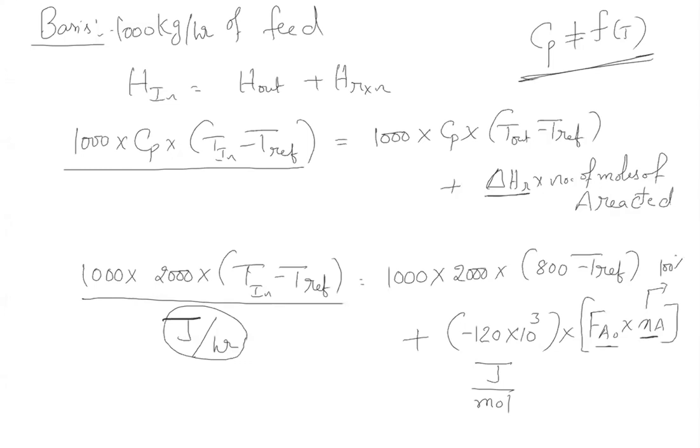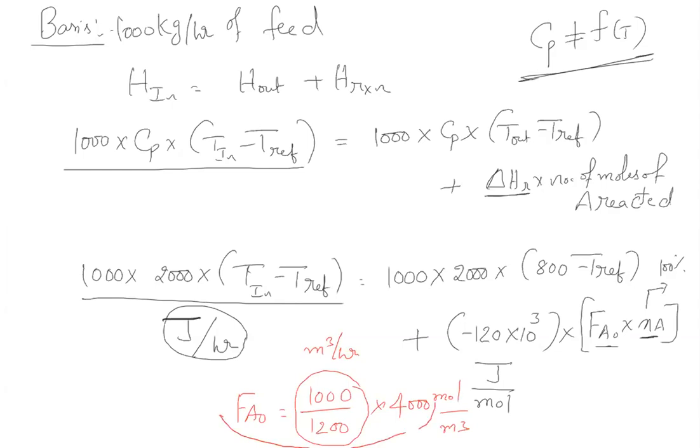What is FA naught? FA naught is the inlet molar flow rate, no? So how do you get the inlet molar flow rate? So 1000 kg per hour of feed has to be converted to meter cube per hour. So 1000 divided by 1200 gives meter cube per hour. Now, for every meter cube, how many moles are there? 4000 moles per meter cube. Kilomole per meter cube, no, given data. So FA naught is 1000 divided by 1200 into 4000.